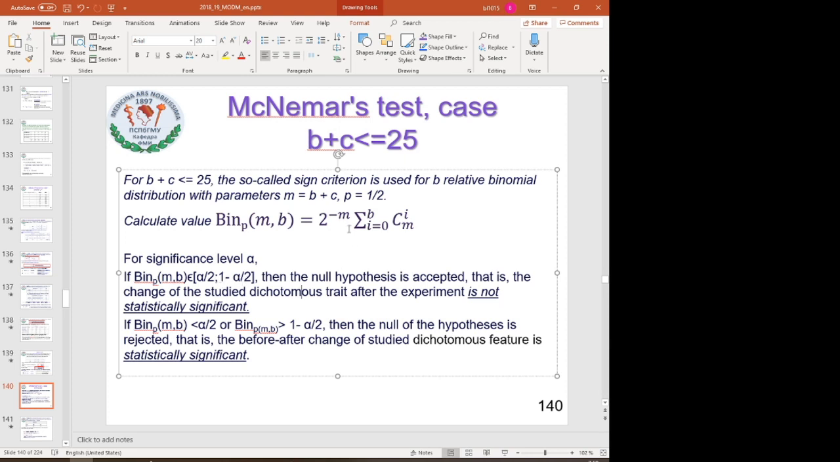So if this probability is a small value, less than 0.025, or a big value, greater than 97.5%, then the null hypothesis can be rejected, and we say that the change of the feature from 0 to 1 or from 1 to 0, depending on which one is greater, B or C, is statistically significant.